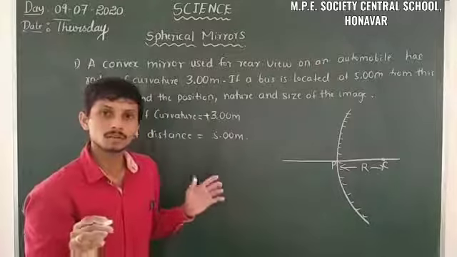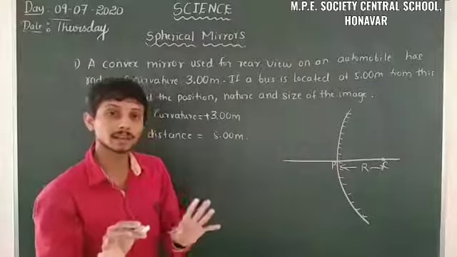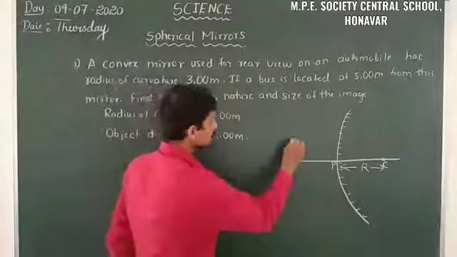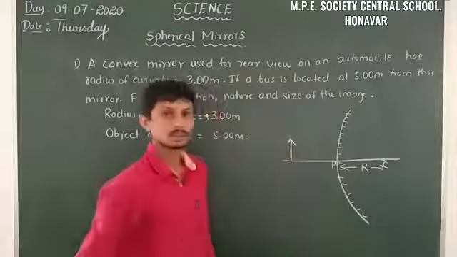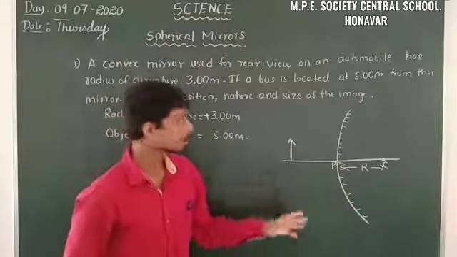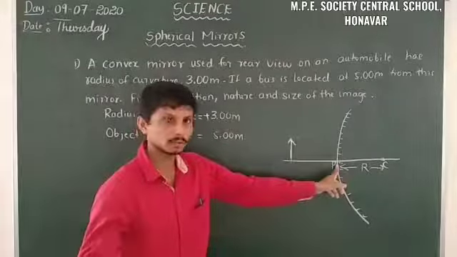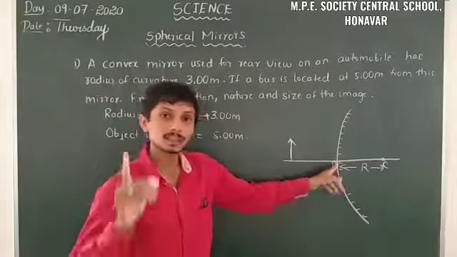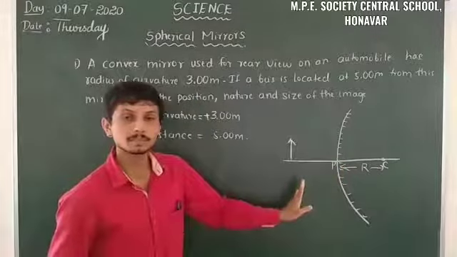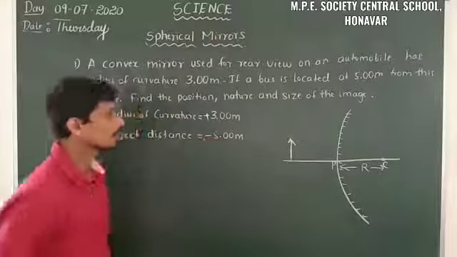After that, we have to put the sign here. We have to refer to the sign convention and then take the positive or negative sign. This bus is in front of the convex mirror. All the measurements are taken from the pole of the mirror, as you already know. And all the distances taken on the left side of the mirror are negative. So it's minus 5 meter.